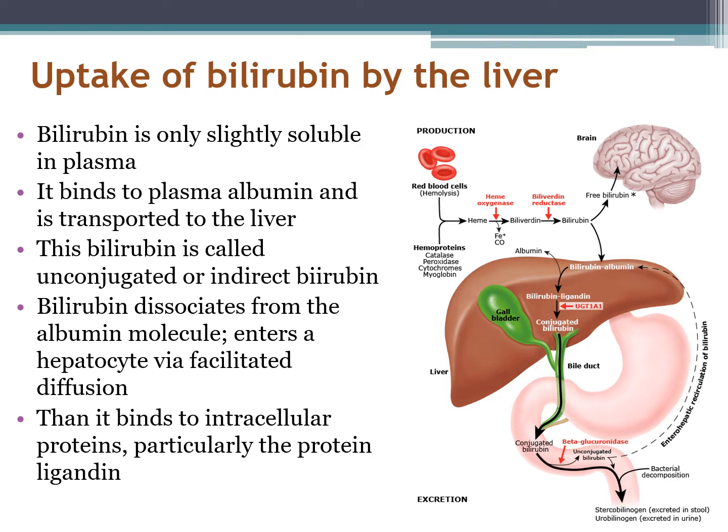In this way, the unconjugated bilirubin enters the hepatocytes, and then it binds to an intracellular protein called ligandin.